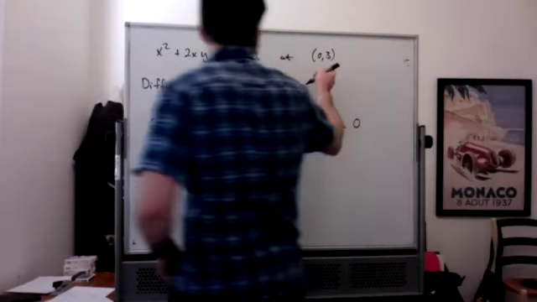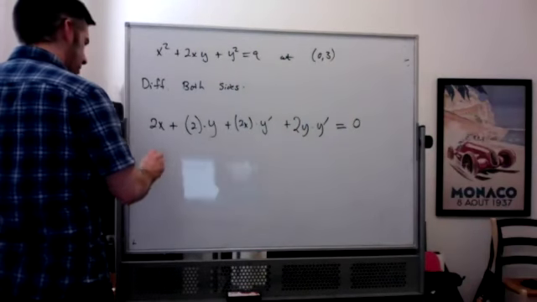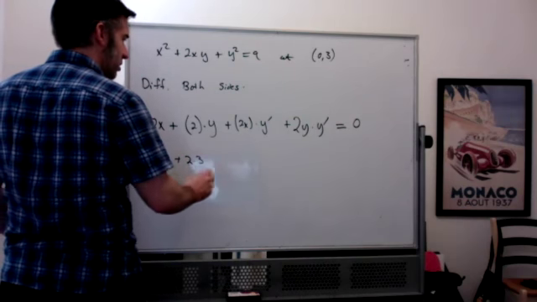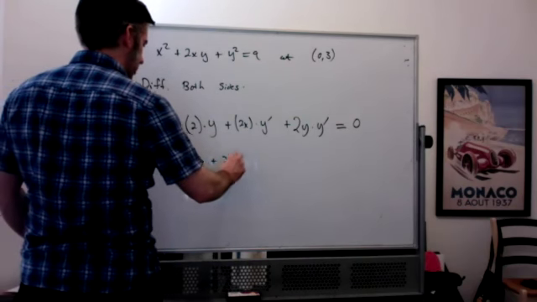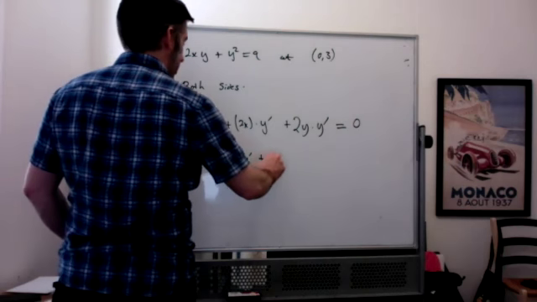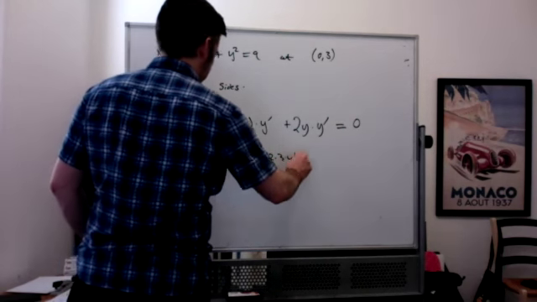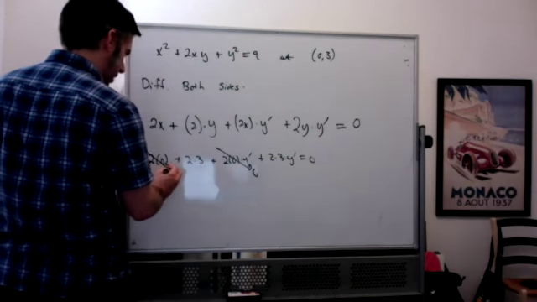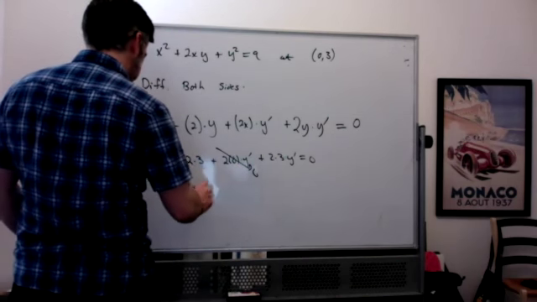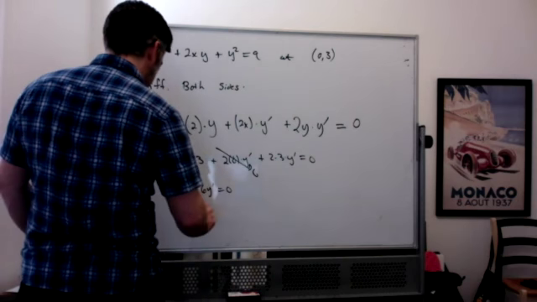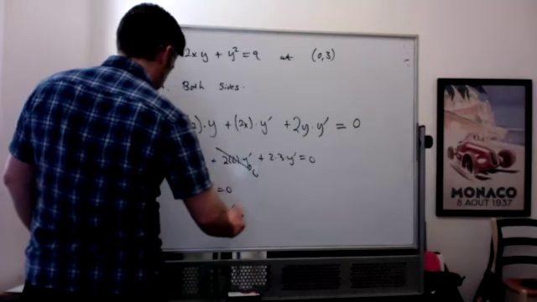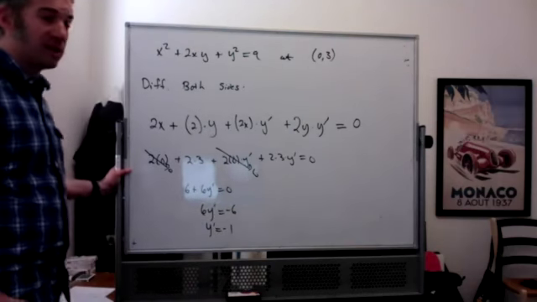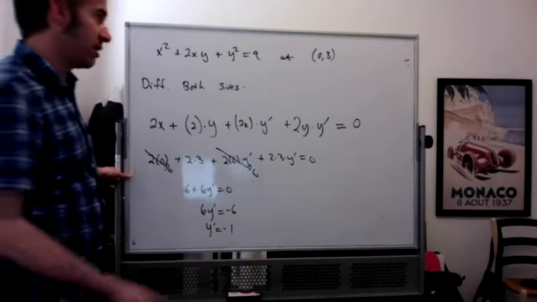So plug in 0 for x and 3 for y. 2 times 0 plus 2 times 3 plus 2 times 0 times y prime plus 2 times 3 times y prime equals 0. Well, that goes away, and I've got 6 plus 6y prime equals 0, 6y prime equals negative 6, y prime equals negative 1. So at the point (0, 3), the slope is negative 1.